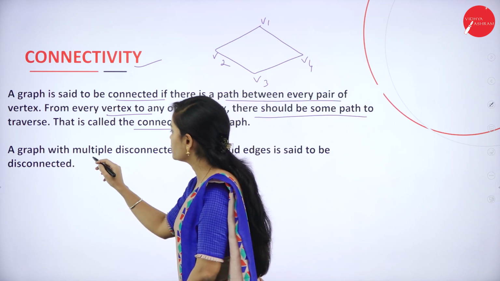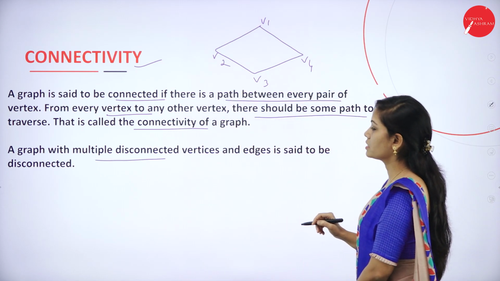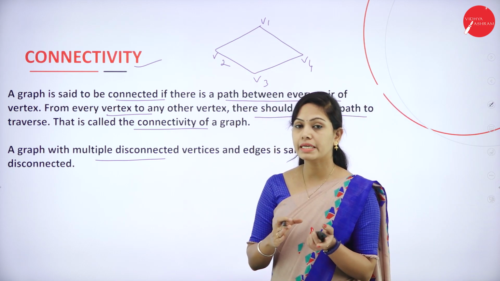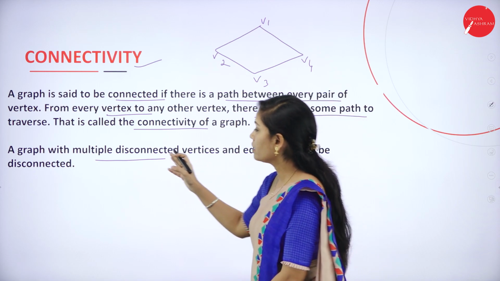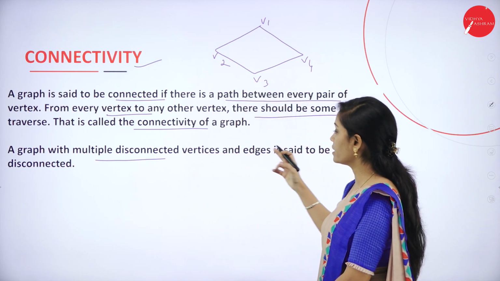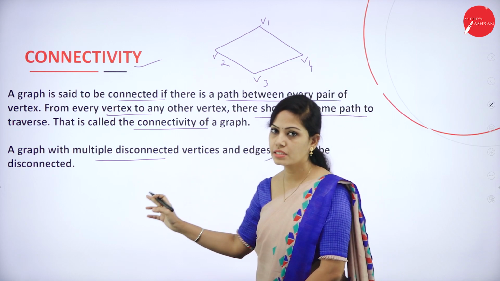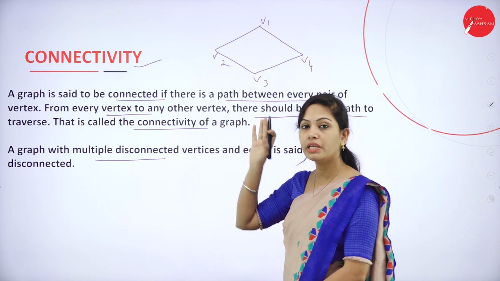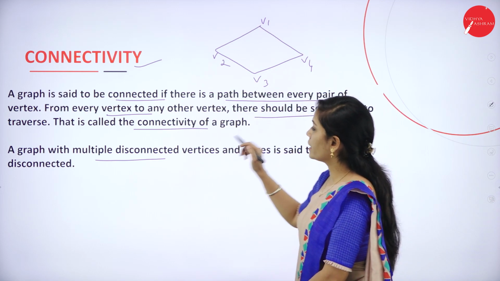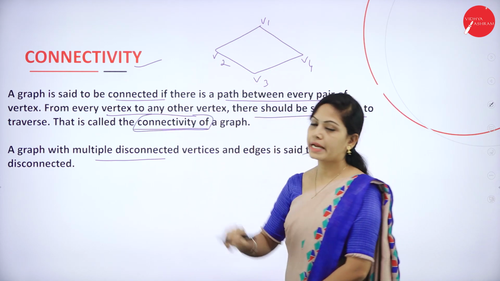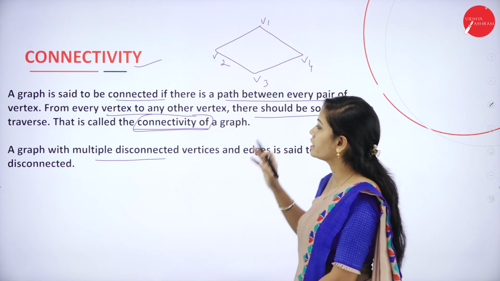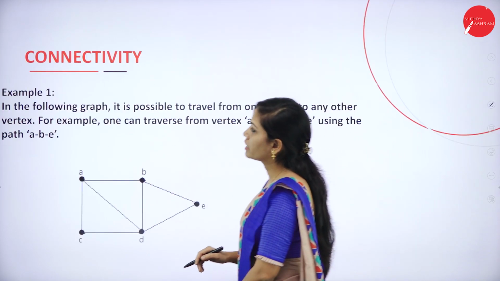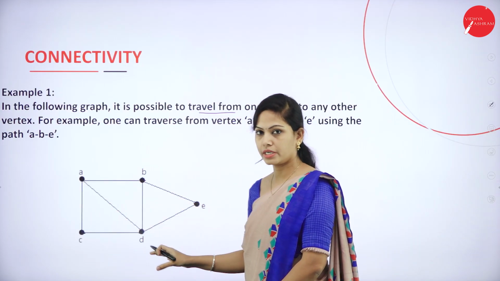A graph with multiple disconnected vertices and edges is said to be disconnected. So what is connected and disconnected? Multiple disconnected vertices and edges is known as a disconnected graph. In a connected graph, there should be a path between every pair of vertices. That is called connectivity of a graph. For a 2 marks question, just write the definition and an example. And here is an example for connectivity. Here I have one graph.